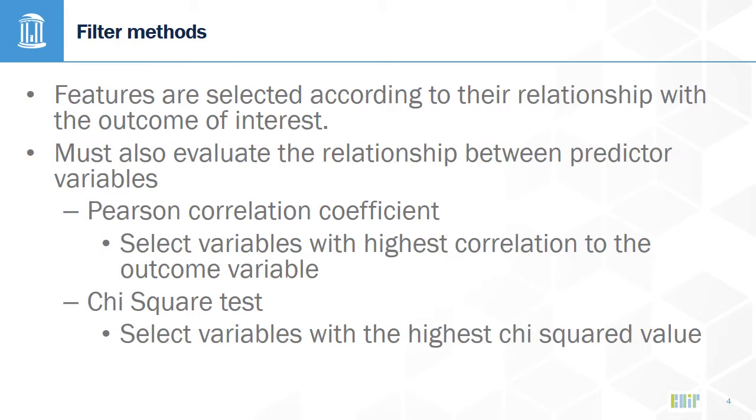Filter methods look at the relationship between the outcome variable and the predictor variable. When selecting a filter method, it is important to consider the data type of the variables being investigated. Pearson correlation is an option for looking at the relationship between two numeric variables. Chi-square, on the other hand, is an option for investigating the relationship between two categorical variables. When using a filter method, it is important to also consider the relationship between predictor variables. Ideally, you want predictor variables that are not very related to one another, but have a strong relationship with the outcome variable.